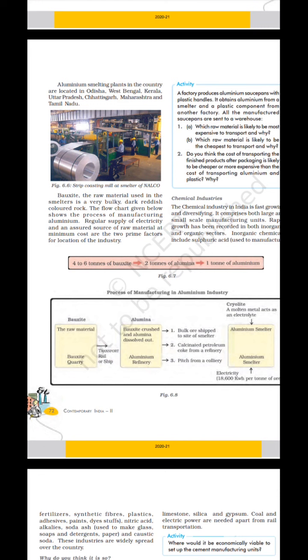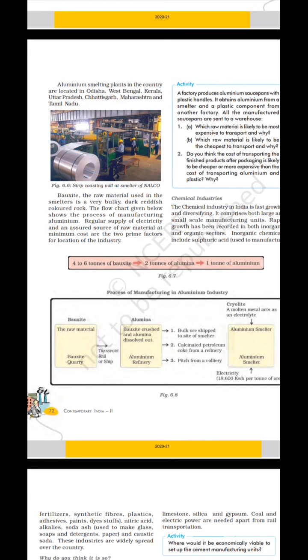Take a look at figure 6.6, strip casting mill at smelter of Nalco. Bauxite, the raw material used in the smelters, is a very bulky, dark reddish colored rock. The flow chart given below shows the process of manufacturing aluminium. Regular supply of electricity and an assured source of raw material at minimum cost are the two prime factors for location of the industry. Activity.